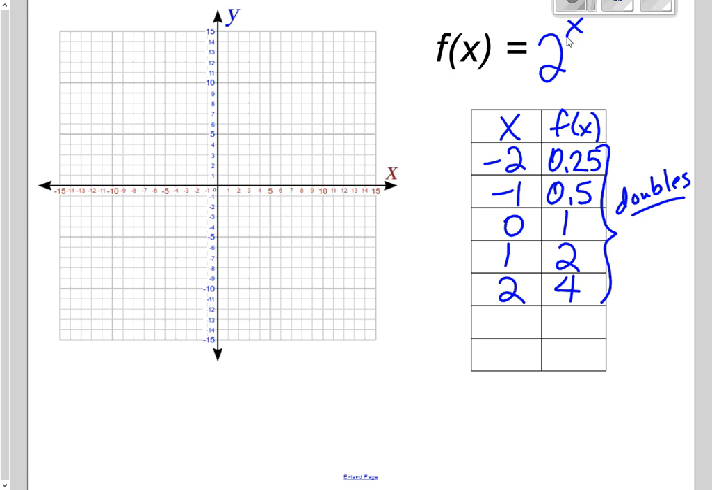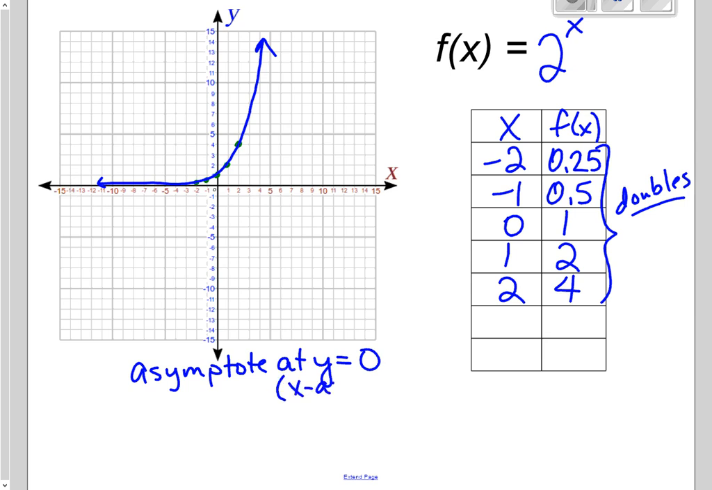So -2 and 0.25, that's about here. And -1 and 0.5. And 0 and 1. And 1 and 2. And 2 and 4. There we go. And it looks like this. So this is our exponential graph. Again, it also has an asymptote. This time it's our x-axis. So y equals 0 would be our asymptote, the x-axis.